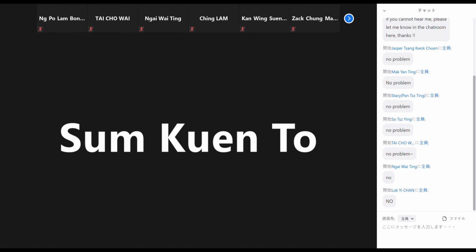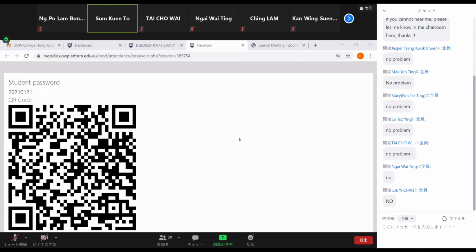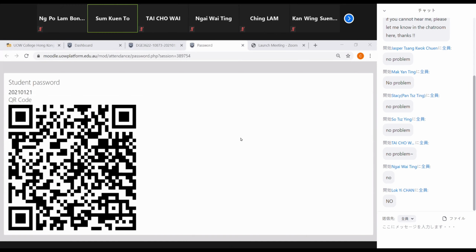Okay. Now I'm sharing the screen for the QR code. If you cannot see it, let me know. And here is the QR code. The password for today is the date of today at the top left-hand corner, which is 20210121, January 21st.